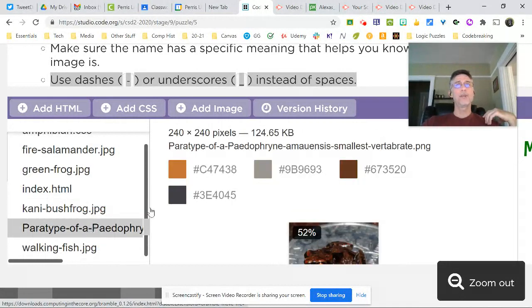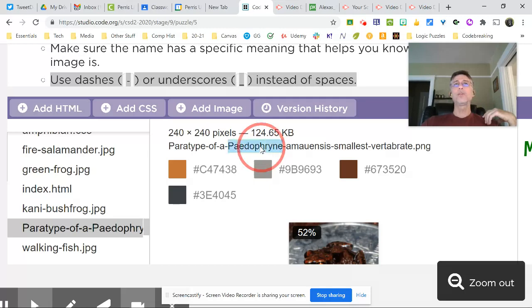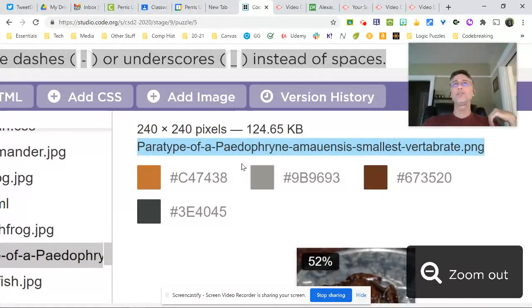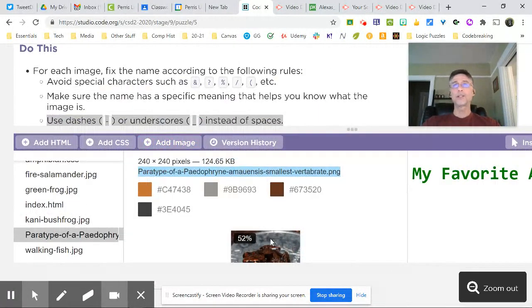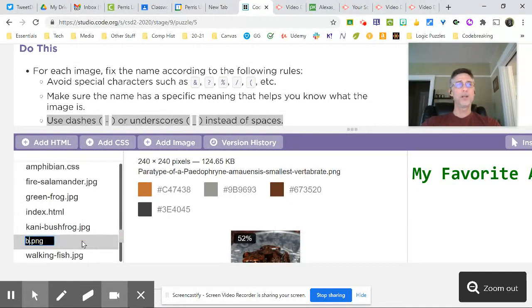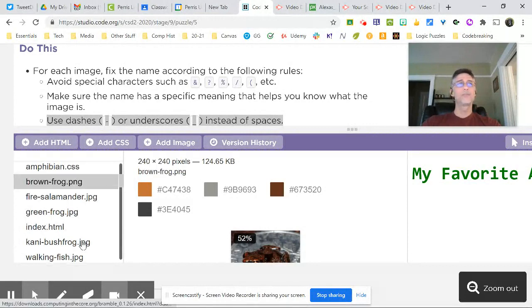Now there's only one of them we haven't fixed yet. It's this one, Paratype of a Pidophryne. Look at the name of this file. I have no idea what that means. So let's just call it something like brown frog. Make it simple, right? Something that's descriptive. We know what it means. Brown frog. Done. There we go.